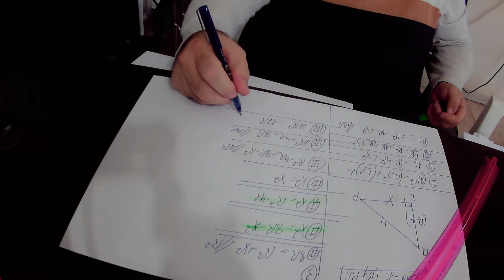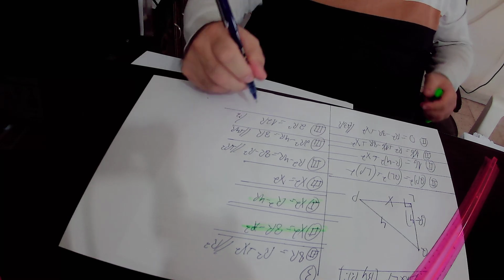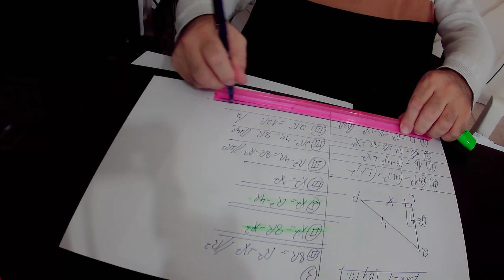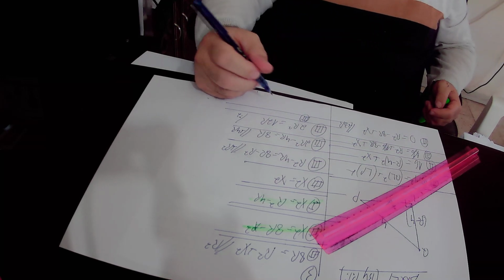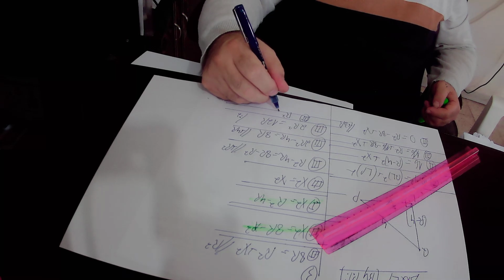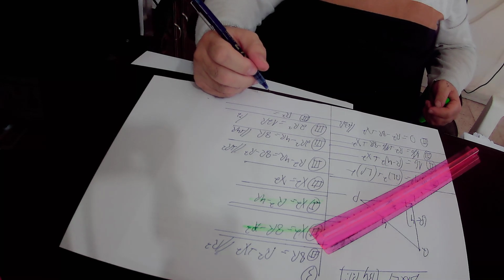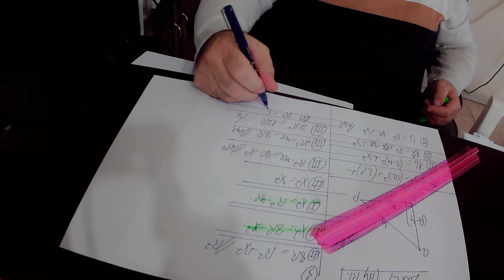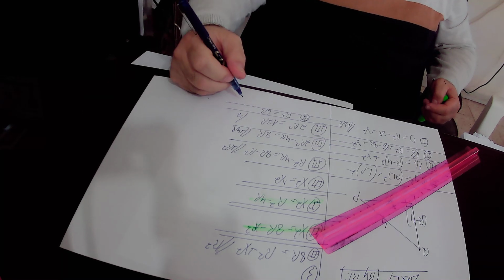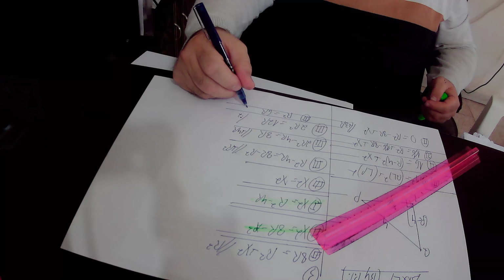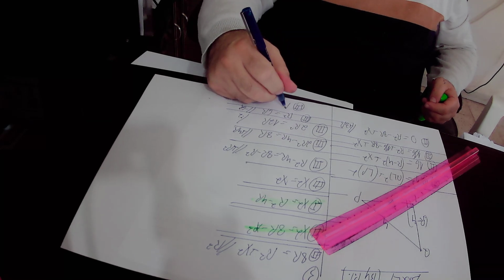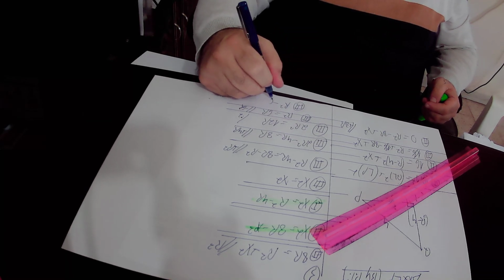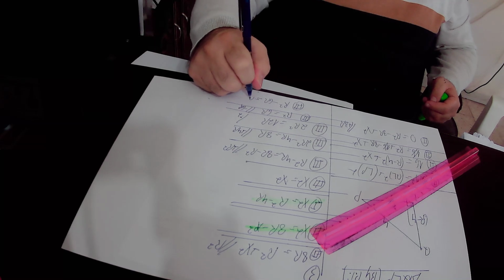Here we will divide equation number 3 by 2, and we get 2R squared over 2 is R squared, and it is equal to 12R over 2 is 6R. So in conclusion, R squared equals 6R. Here we subtract 6R from this equation, and we get R squared minus 6R equals 0.